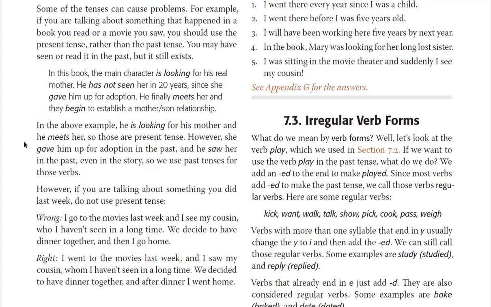However, if you are talking about something you did last week, do not use present tense. Wrong: I go to the movies last week. I see my cousin who I haven't seen in a long time. We decide to have dinner together and then I go home. Correct: I went to the movies last week and I saw my cousin whom I haven't seen in a long time. We decided to have dinner together and after dinner I went home. So when you are talking about something that happened in the past, use past tense.